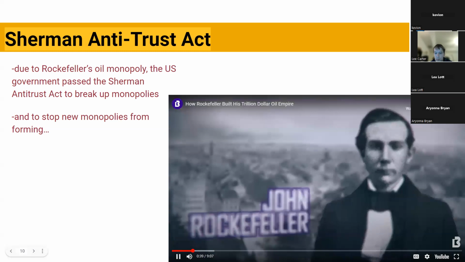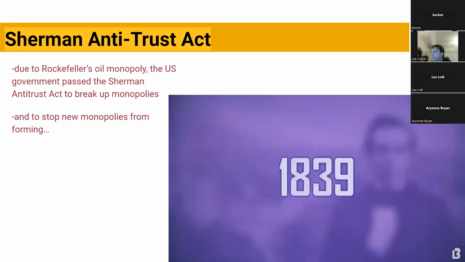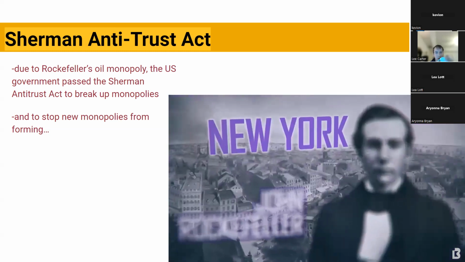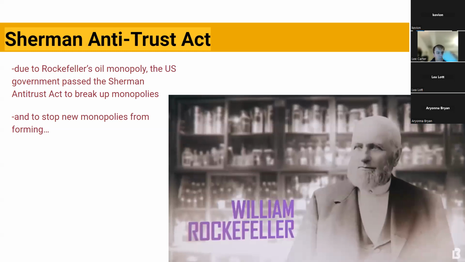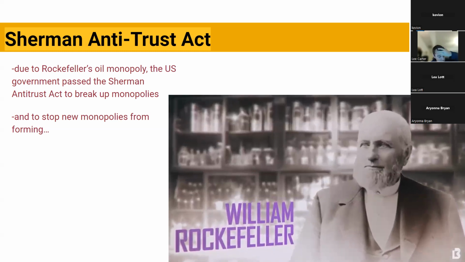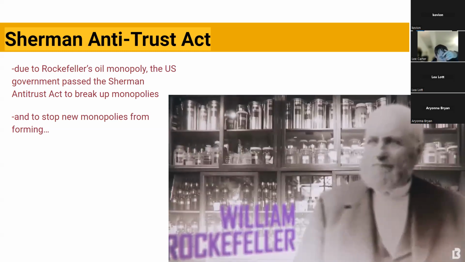Rockefeller's beginnings are actually pretty humble. It all starts in 1839 with the birth of John Rockefeller in upstate New York. He was the eldest son of a traveling merchant who identified himself as a botanic physician, but in reality was selling the 19th century equivalent of homeopathic medicine.